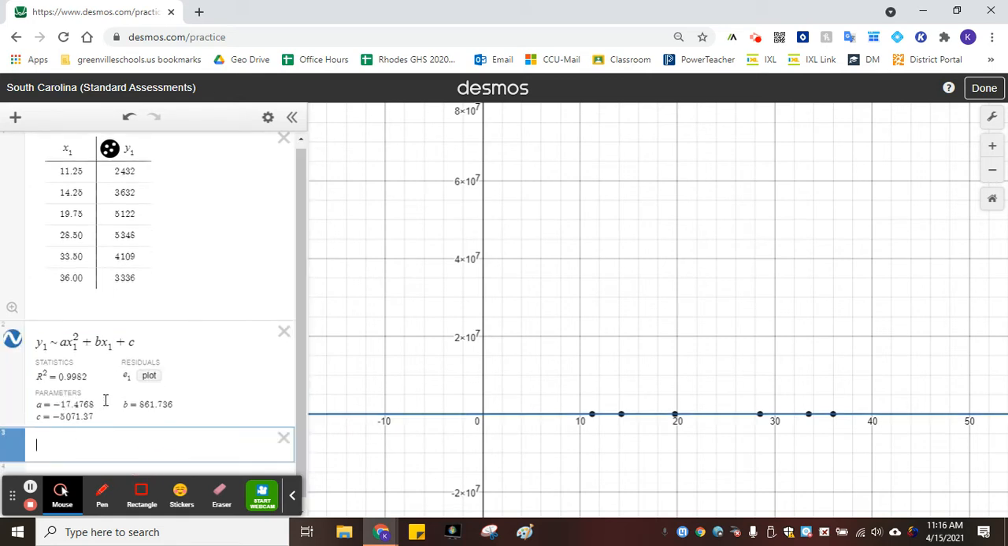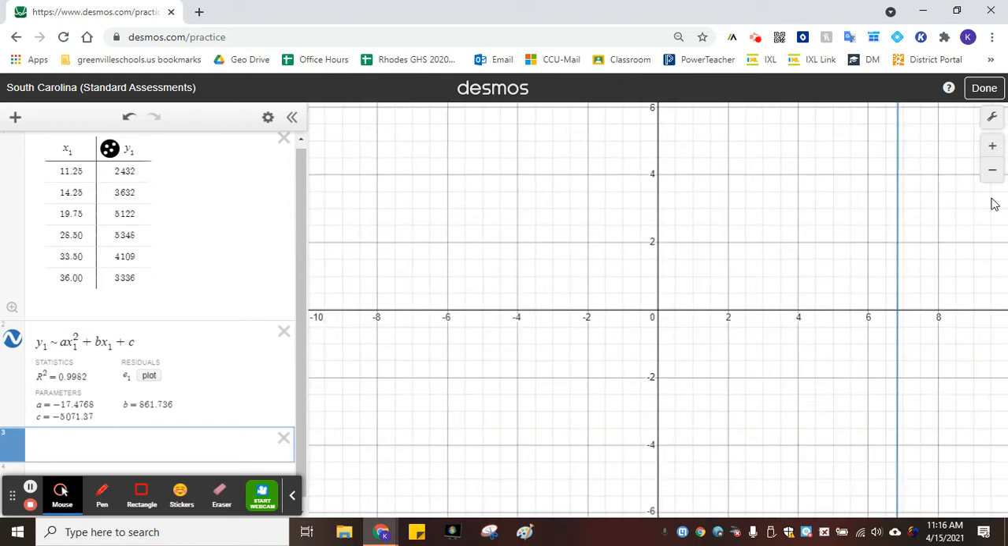It is telling you what A is, what B is, what C is. R squared is telling me that this equation that it created fits 99.8% of my data, which, if you round it, is 100% of my data, which is awesome.